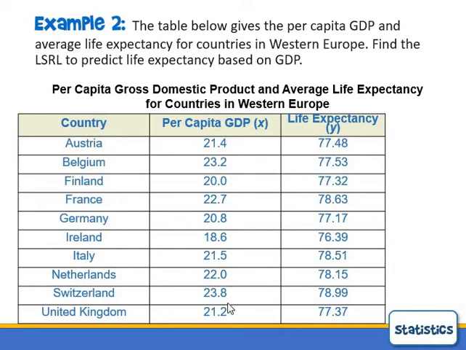I didn't write those down, but remember that the units don't matter as long as you're consistent in units when you're looking at the correlation and so forth. But just as an example here, and whatever the units are, and I do think they're thousands of dollars, you have your per capita GDP and then the life expectancy. So I need my calculator.